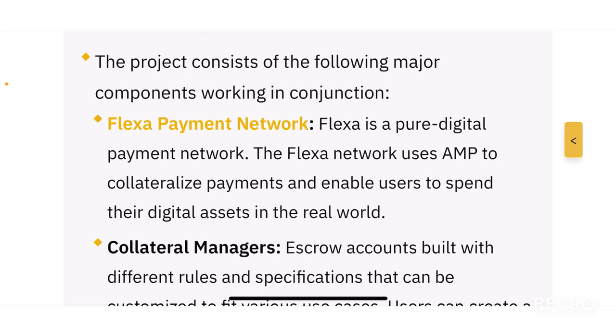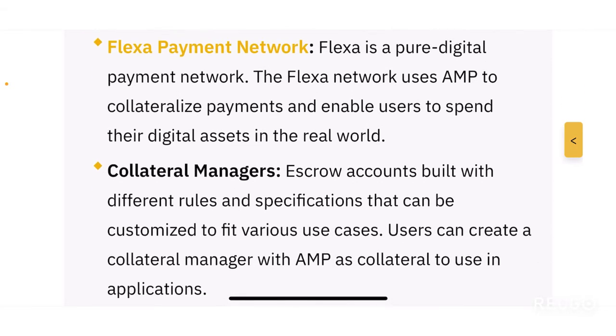So here are the main components of the AMP and the Flexa ecosystem itself, right? The main components include the Flexa payment network itself, which is a part of the entire ecosystem of the AMP network. Flexa is a pure digital payment network. The Flexa payment uses AMP to collateralize payments and enable users to spend their digital assets in the real world. So yes, there is a huge number of payment networks already in the crypto space. So what makes Flexa payment network unique? Flexa payment acts as a pure digital payment network.